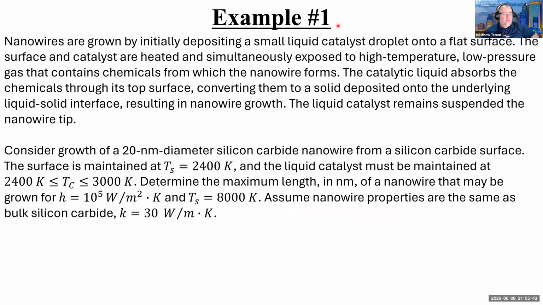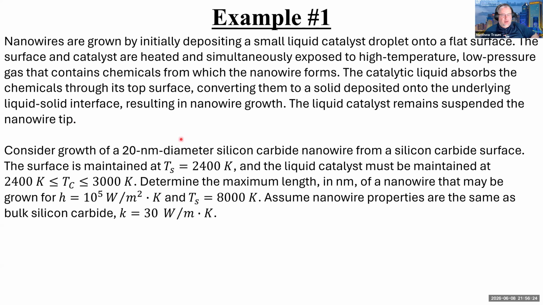So example number 1 is we have a way of growing nanowires. Nanowires are grown by initially depositing a small liquid catalyst droplet onto a flat surface. The surface and catalyst are heated and simultaneously exposed to high temperature, low pressure gas that contains chemicals from which the nanowire forms. The catalytic liquid absorbs the chemicals through its top surface, converting them to a solid deposited onto the underlying liquid-solid interface, resulting in the growth of nanowires. The liquid catalyst remains suspended on the tip of the nanowire.